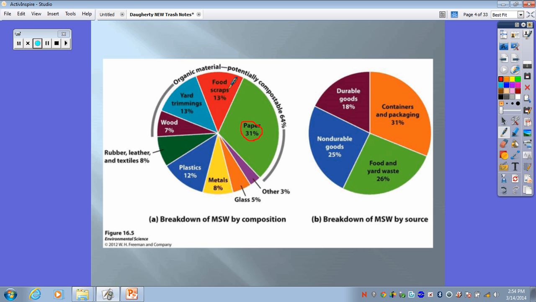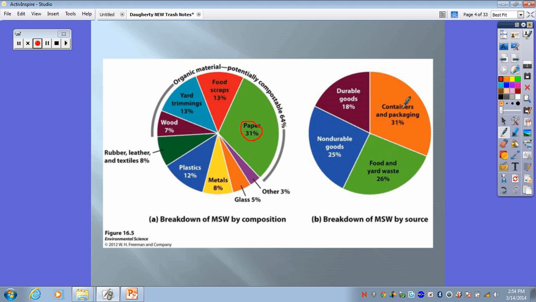We're going to have another large category, we'll look at this on the next slide, of stuff that we consider organic materials like wood, yard trimmings, food scraps, stuff that can actually be composted for the most part. And then you have rubber, leather, and textiles, plastics, metals, glass, and others as smaller categories. And then if we break these categories down by their source, where they're actually coming from, I talked about this a little bit on the other pie chart, a lot of containers and packaging and the stuff that we buy, what it comes in, is generating most of the trash.